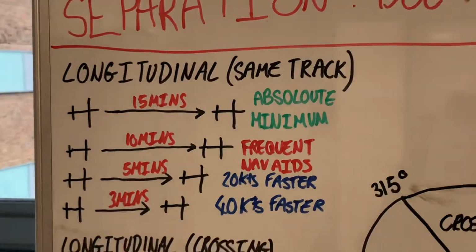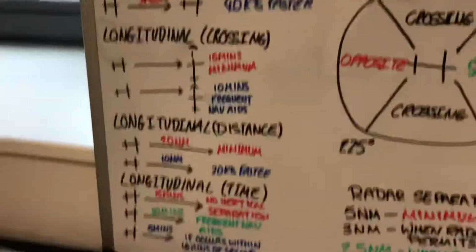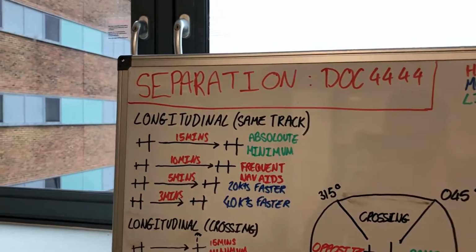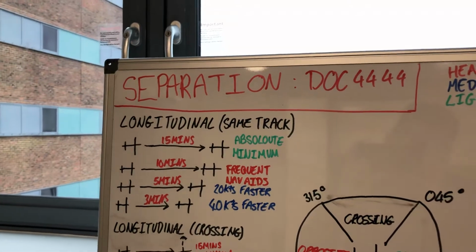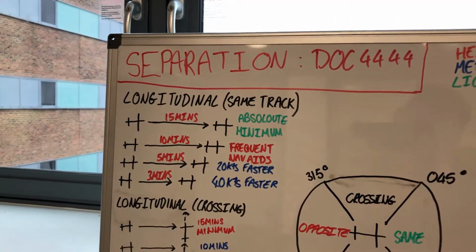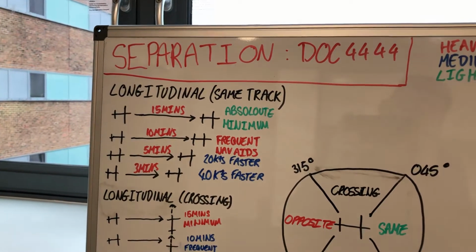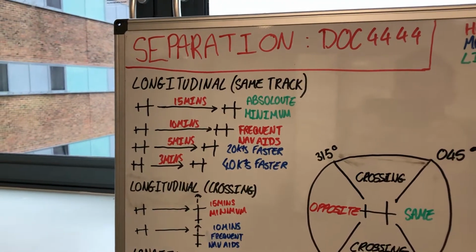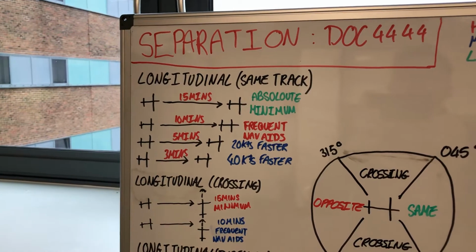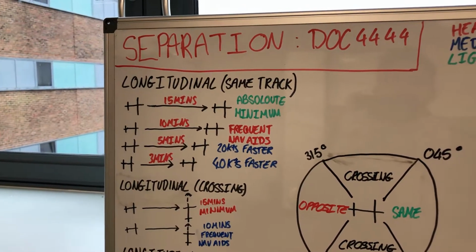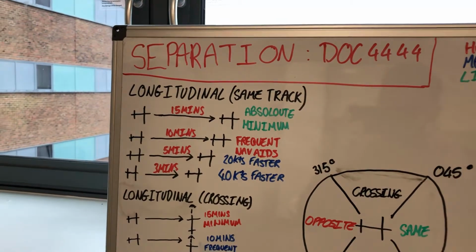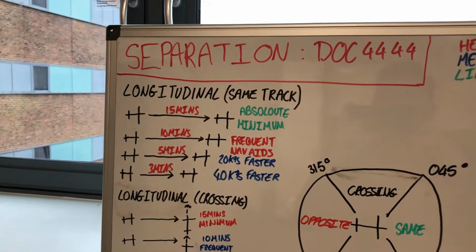We'll start with the separation longitudinally. As you can see, there's quite a lot of it. So the first, most asked about, is longitudinal separation on the same track. This could be used for the North Atlantic crossings, just any route where you're flying on the same track as the aircraft in front of you. This is a separation that applies.